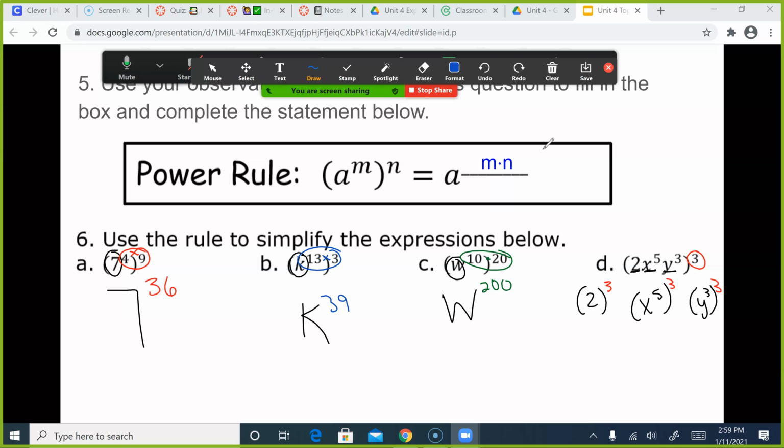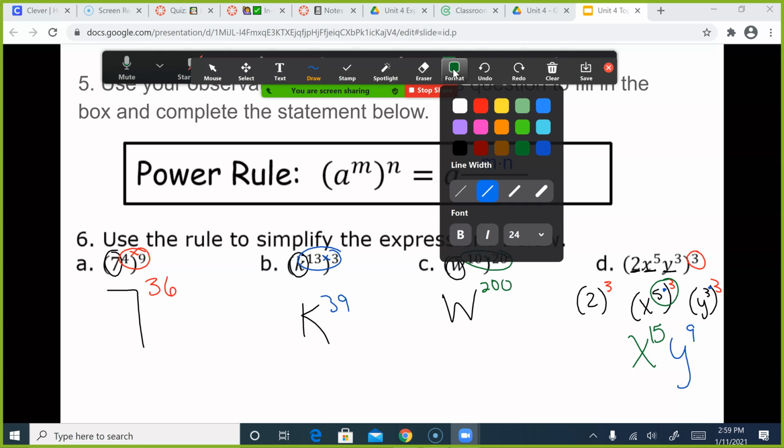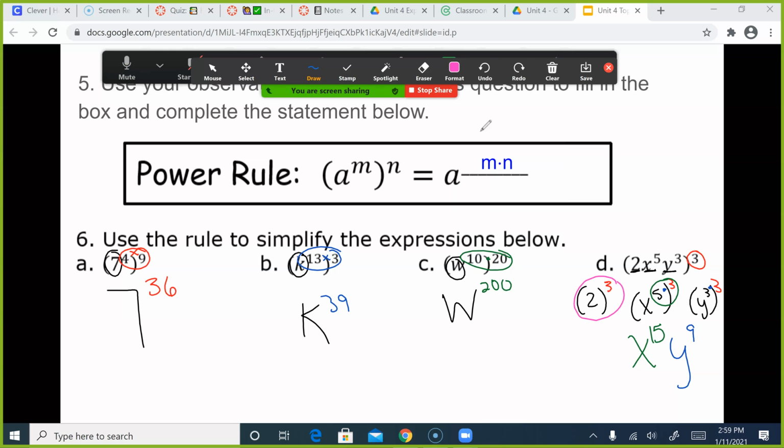So we're going to multiply these because it's a power to a power. So multiply y, we get 3 times 3 is 9. Multiply the x's, 3 times 5 is 15. And then here we actually cube the 2. So 2 cubed is 2 times 2 times 2, which is 8.